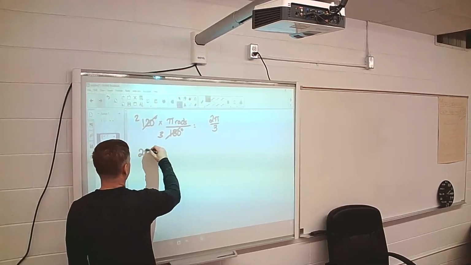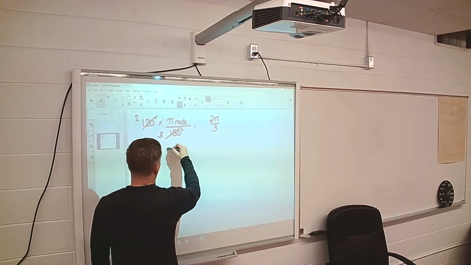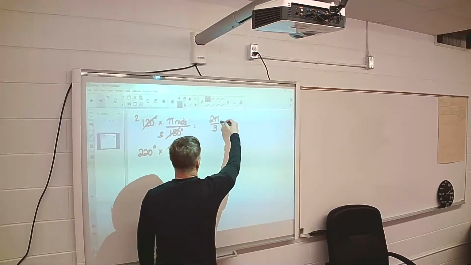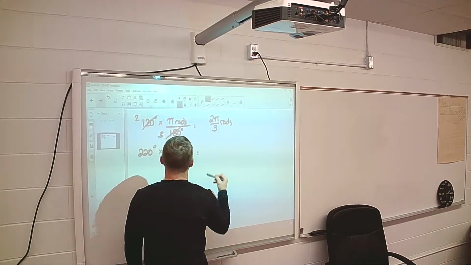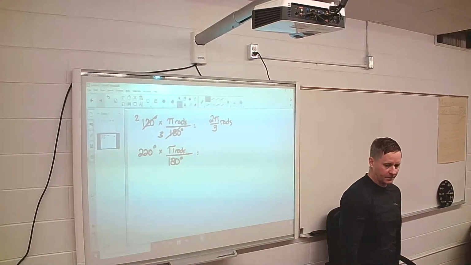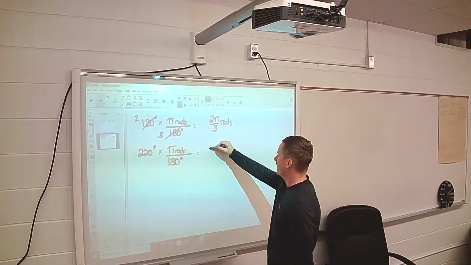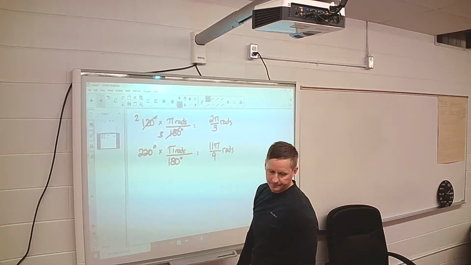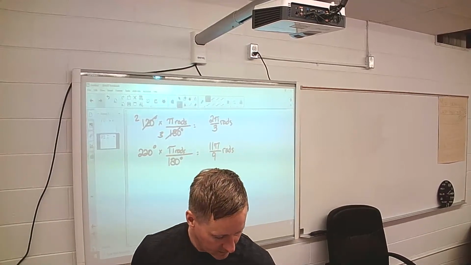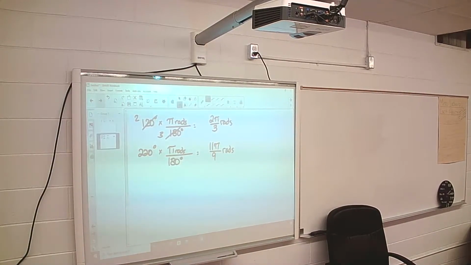Let's do 220 degrees now. We get the units. So that's 22 over 18, which is 11 pi over 9. Now, by leaving it as pi, I'm leaving it as an exact value. Okay, I'm not converting it to decimals. However, radians actually can come in decimal form.